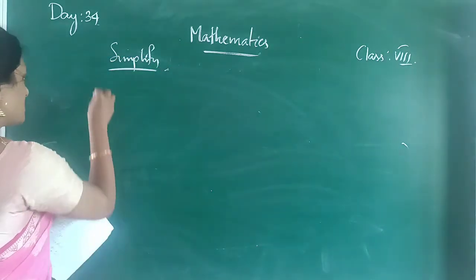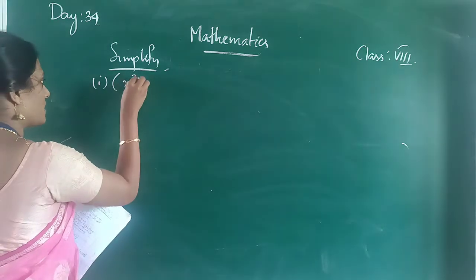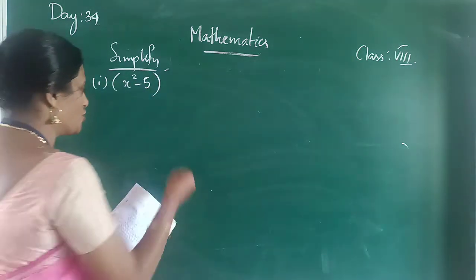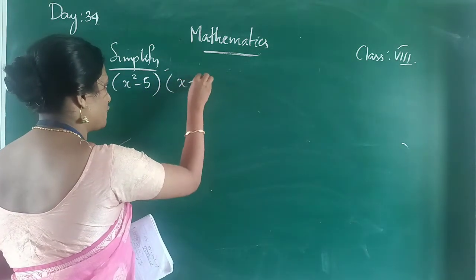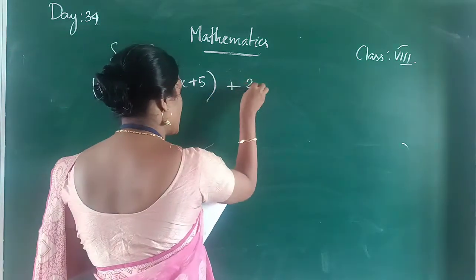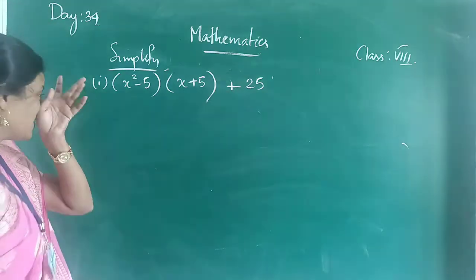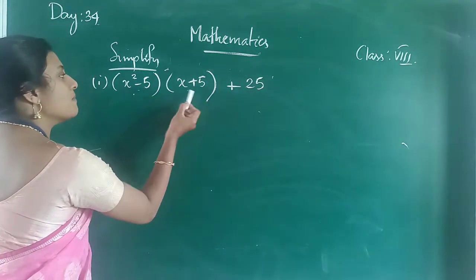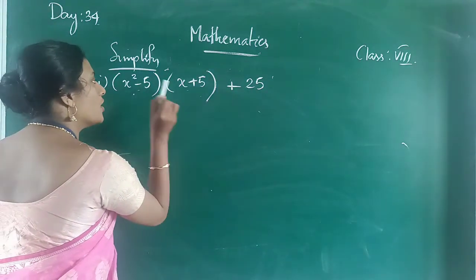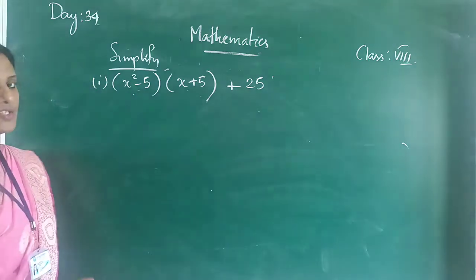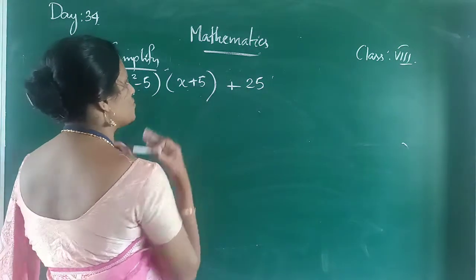Simplify. The first question is (x square minus 5) into (x plus 5) plus 25. Okay, you have to simplify this expression. So here two polynomials are multiplied. So we have to first simplify these two brackets.